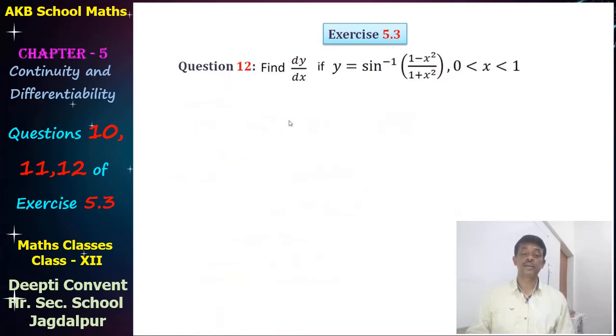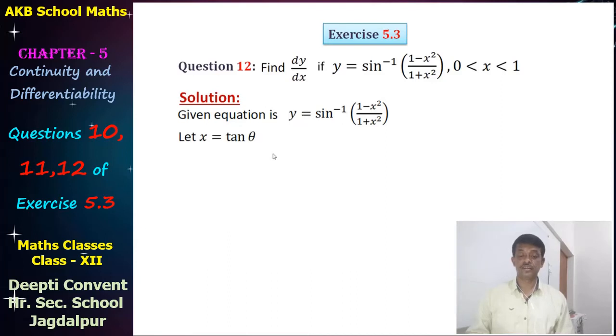Now take the next question, question 12. y equal to sin inverse of (1 minus x square) upon (1 plus x square). If x equal to tan theta, then this will be cos 2 theta, you know. So first of all, take x equal to tan theta. This is given. Take x equal to tan theta, therefore we are getting this. Now this is cos 2 theta.